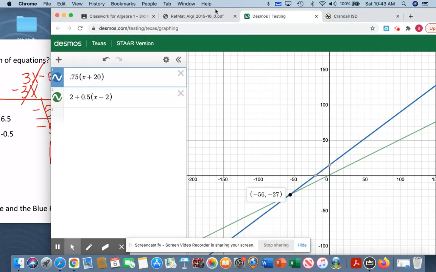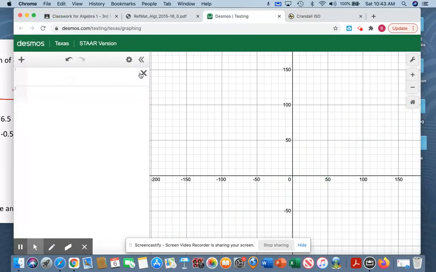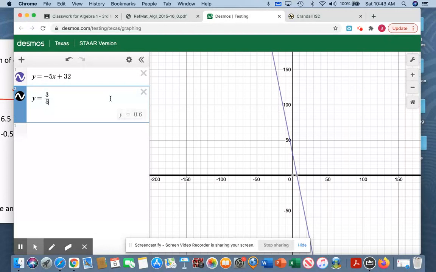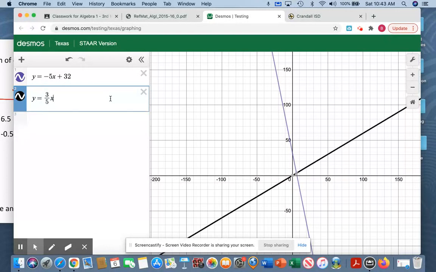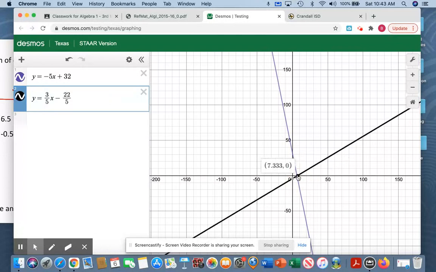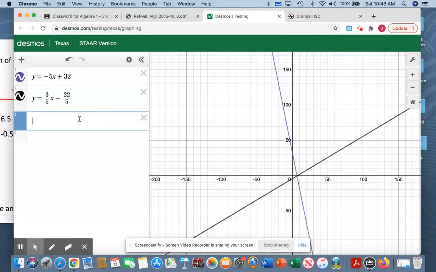So the first one was y equals negative 5x plus 32. And then I solved the other one for y, and I got 3 divided by 5x minus 22 divided by 5. See where they cross. 7.3 repeating.